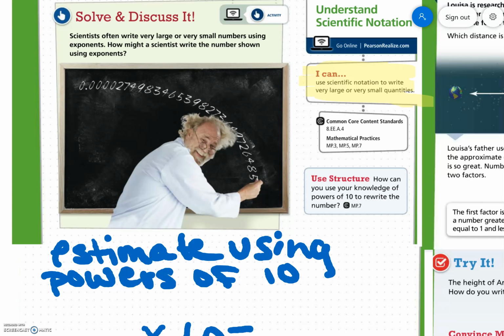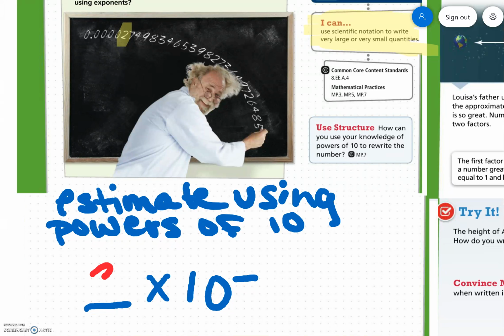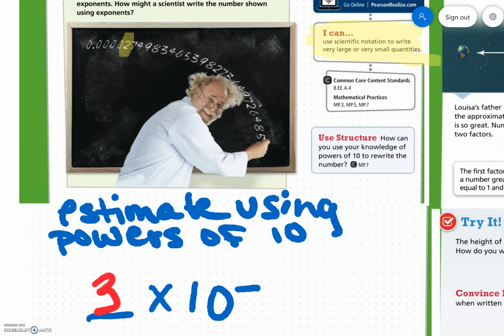So remember, we look at the far left number, which is 2, but looking to the right of that is a 7. So should I go up or should I stay the same? Go up, and now we don't count the zeros. We count the place values, 1, 2, 3, 4, 5. Remember, you want to go after the number. And since it is a decimal, a very small number, should my exponent be positive or negative? Negative.